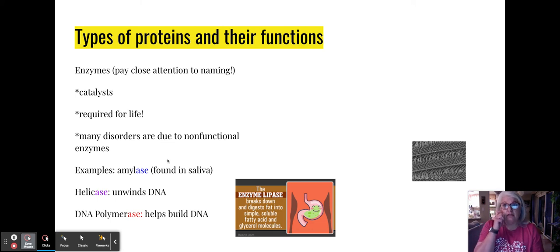A lot of genetic disorders are actually non-functional or lowly functional enzymes. So if you have an enzyme that doesn't work, it's going to cause problems. Some examples are amylase, an enzyme in your saliva that breaks down amylose, which is a starch. Helicase is an enzyme that unwinds your DNA when it needs to copy it. And then DNA polymerase helps to build DNA when you need to copy it. Notice the ending of all those words. Go ahead and answer the question there about what you notice about the endings.